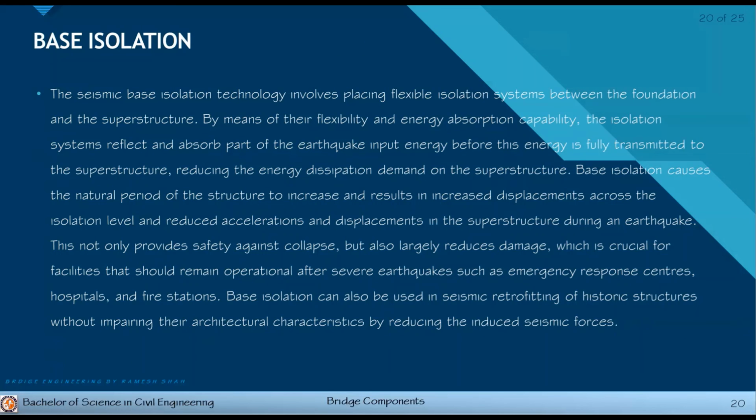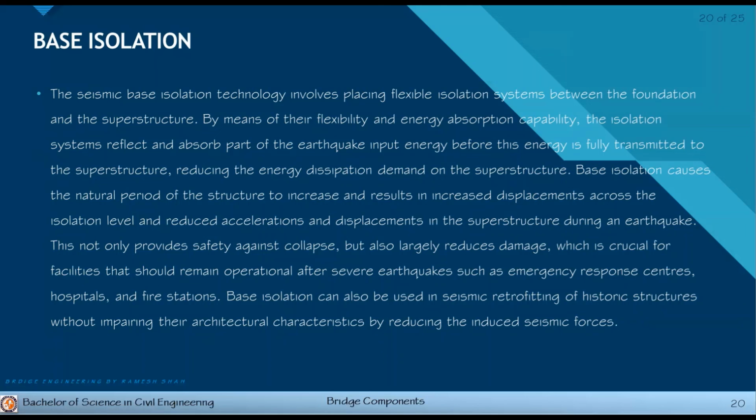So, reducing the energy dissipation demand on the superstructure, base isolation causes the natural period of the structure to increase and results in increased displacement across the isolation level, and reduced acceleration and displacement in the superstructure during an earthquake. So this not only provides safety against collapse, but also largely reduces damage, which is crucial for facilities that should remain operational after severe earthquakes, such as emergency response centers, hospitals, and fire stations.